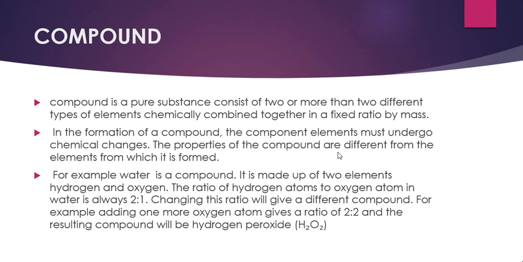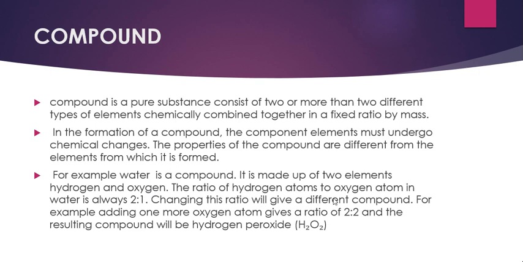The properties of compound are different from the elements from which it is formed, because when a compound is formed, it is actually the chemical change in which the elements lost their properties. Clear? So a new substance is formed, that is called a compound. So the properties of a compound will be different from the elements from which it is formed. For example, water is a compound. It is made up of two elements, hydrogen and oxygen.